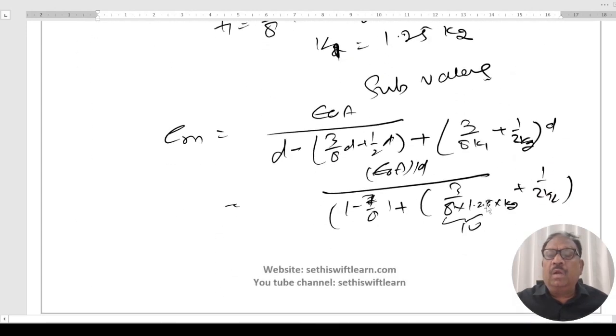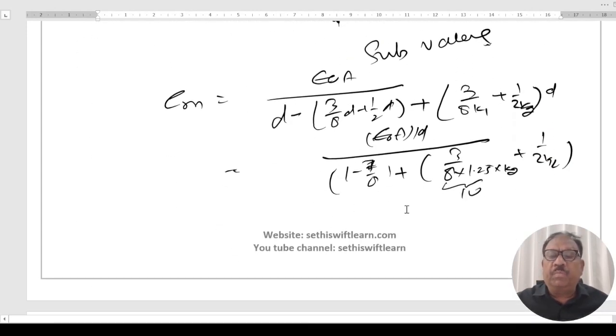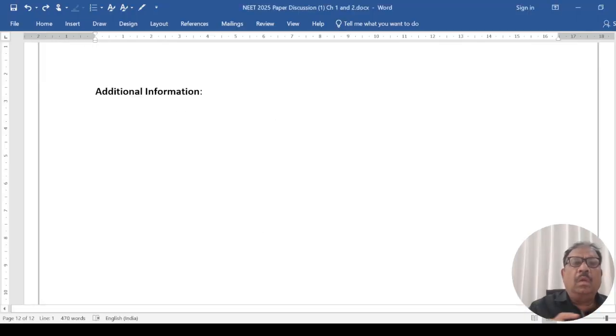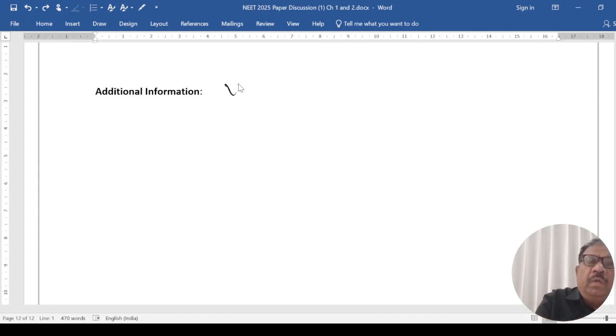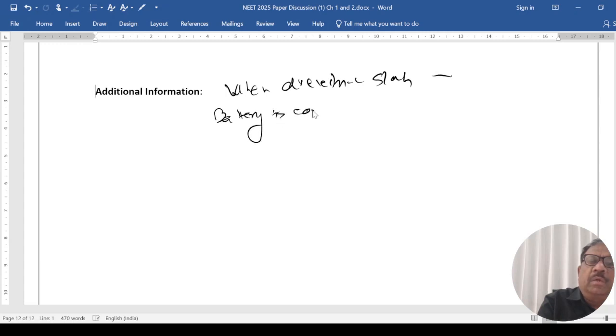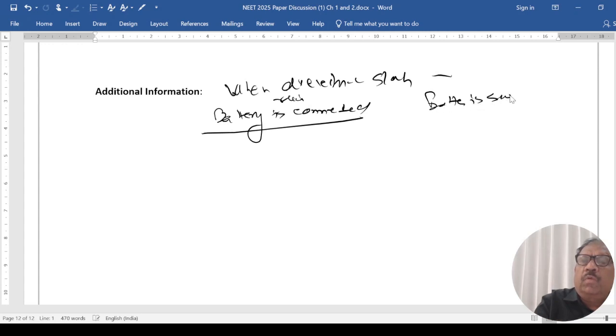Now, some additional information is being provided here, additional information regarding capacitors. When a dielectric slab is inserted, there are two cases: the battery remains connected, or the battery is switched off.